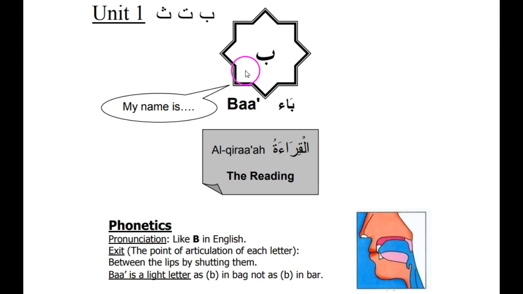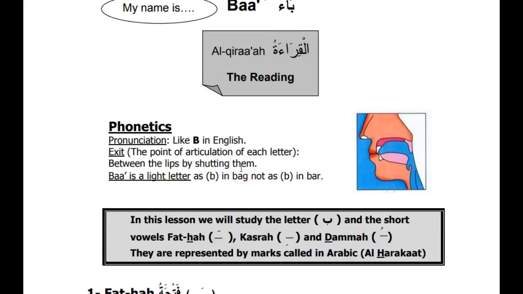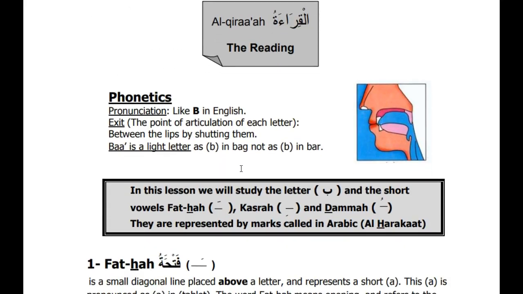Letter ba. The letter is written like this. The name of the letter is ba, alif, hamza. Right now we are not able to read it. Later on we will be able to, but the pronunciation is ba. Okay? The reading in Arabic is called al-qira'a. Al-qira'a, the reading. What's the phonetics of this letter?